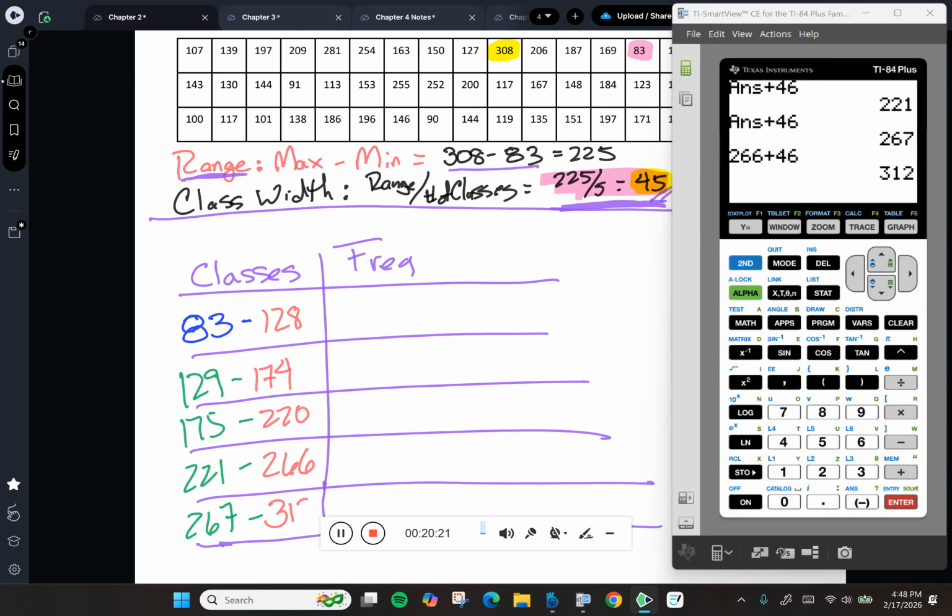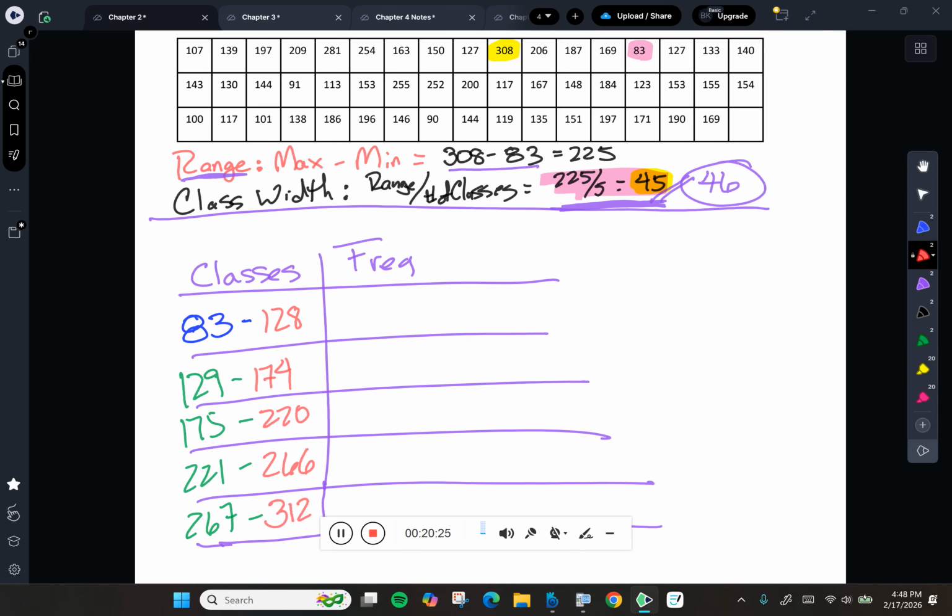I know what you're thinking now. Wait a second, that's too big. You're right. It is too big. Our data only goes up to 308. But there's no way around this issue. It's either going to be too small or it's going to be too big, and too small we can't have. So we make it too big.